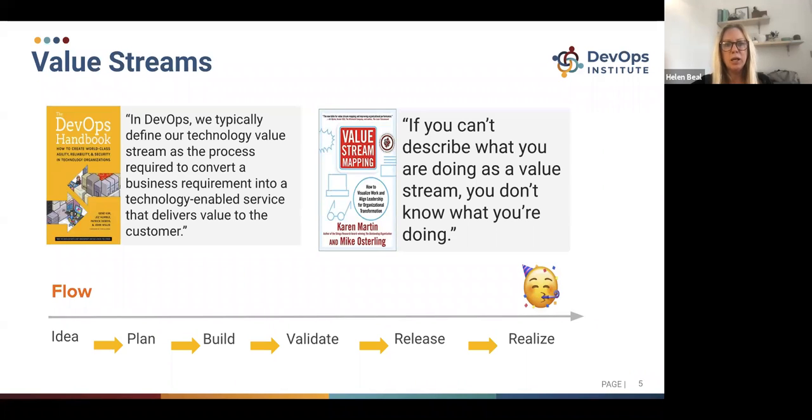In the DevOps Handbook, they say, in DevOps, we typically define our technology value stream as the process required to convert a business requirement into a technology-enabled service that delivers value to the customer. So what we're understanding here is the end-to-end flow, and it's normally a number of processes. So it's a mistake to call it an end-to-end process, because it's normally lots of processes that are connected together, but they take us from idea to realization. So ideation to realization, the moment a requirement starts to form itself to the moment that that idea is realized in terms of value in the customer's hands.